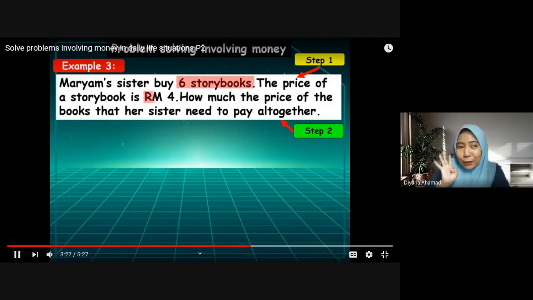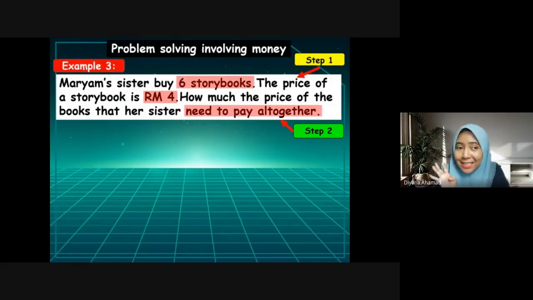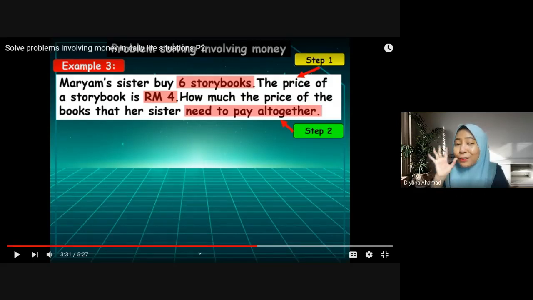So, the question wants to know how much the price of the book that her sister needs to pay all together. You still remember that we learned before this. Have the word all together. Need to pay all together. So, understand the story. Mariam's sister buy 6 storybook. But the price for the one storybook is only 4 ringgit. So, you need to find the price for 6 storybook. So, what you guys need to do? What you think?